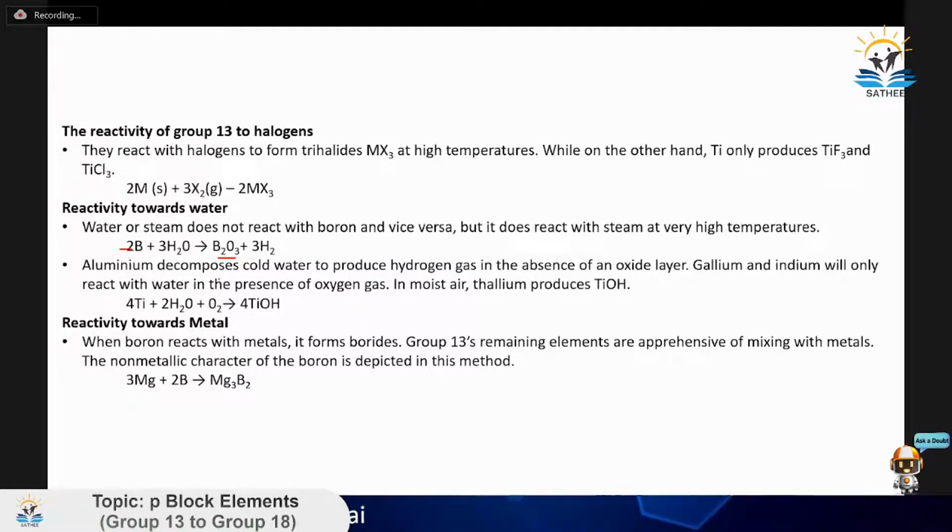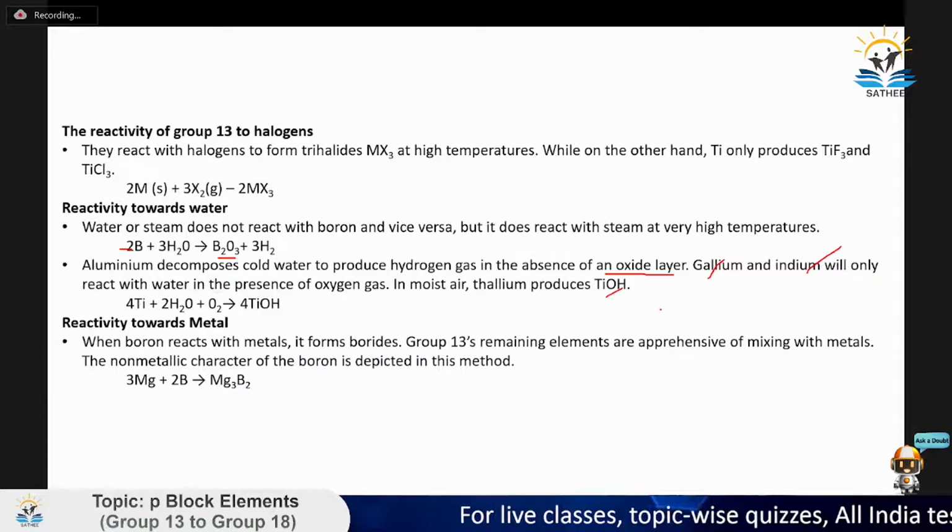And aluminium decomposes cold water to produce hydrogen gas in the absence of the oxide layer. Gallium and indium will only react with water in the presence of oxygen gas. In moist air, thallium forms TlOH. So TlOH is formed when there is moist air, and gallium and indium only react with water when oxygen is present. Basically, everyone kind of reacts with water, but they have their few limitations here and there.